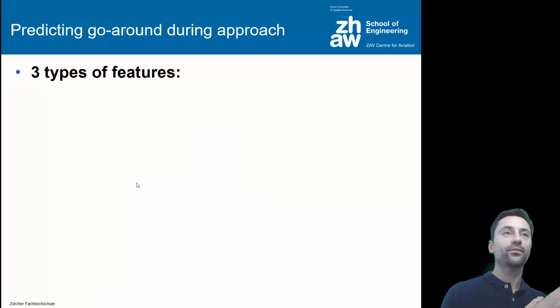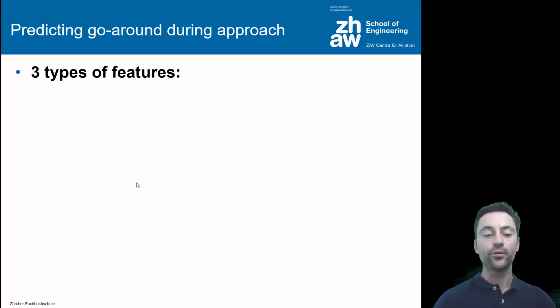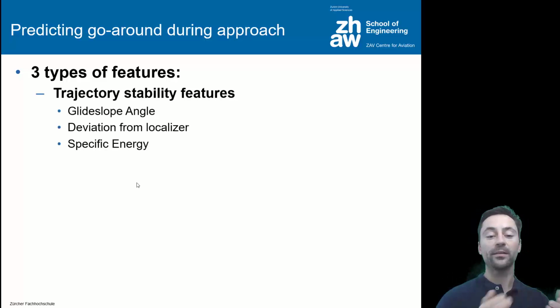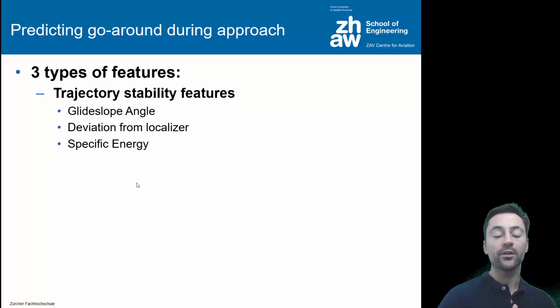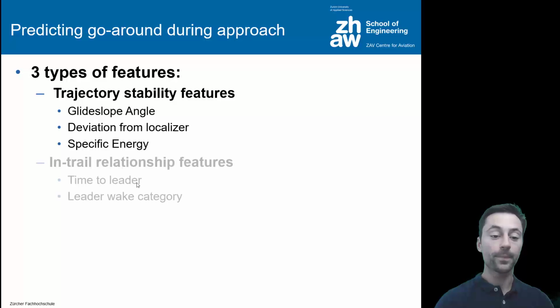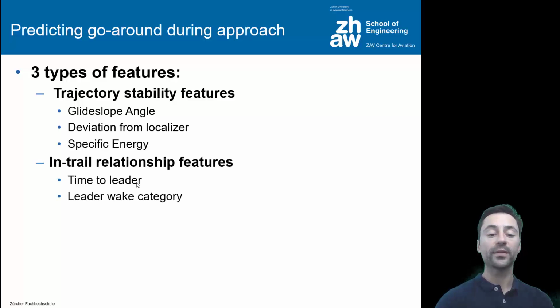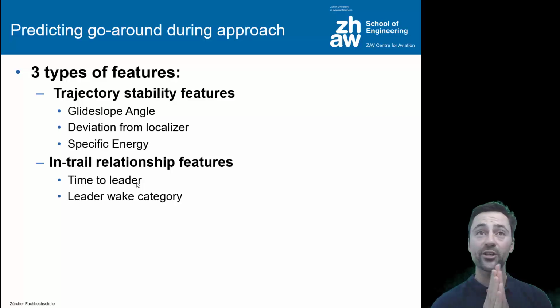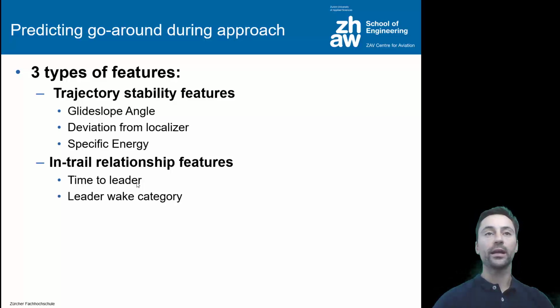So we have depicted three types of different features. We have the features associated with the stability of a trajectory. To do that, we have extracted the glide slope angle of an approaching airplane, the deviation from the localizer, and what we call the specific energy. Then we have extracted another type of features, which we call in-trail relationship features. This is basically how much distance I have between a trailing airplane and the leader airplane, as well as what wake category the leader is flying, or what wake category I am flying.